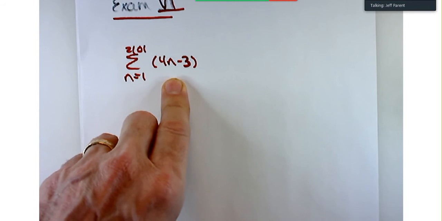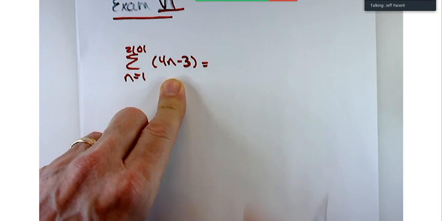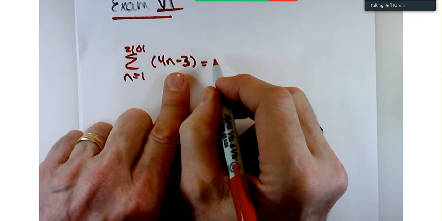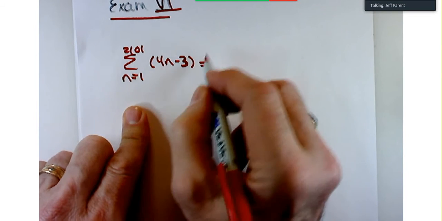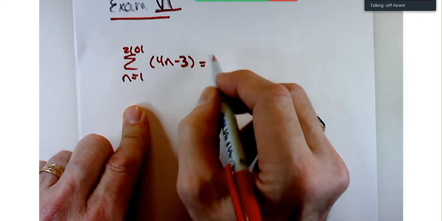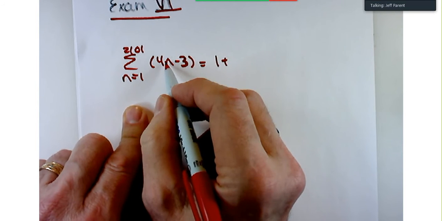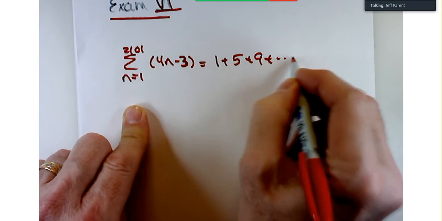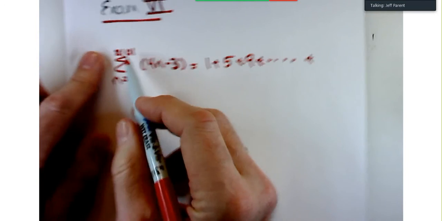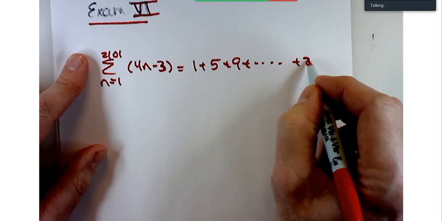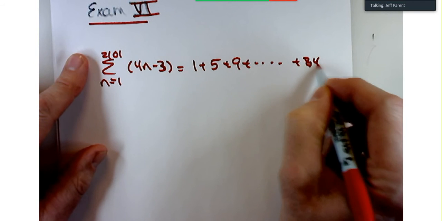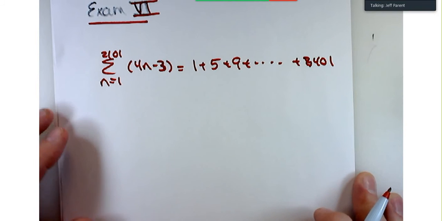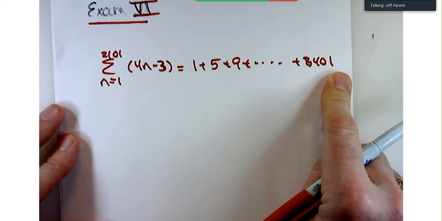Now, if you were given something like this, what I would hope you do, which I didn't see too much of on the exam, is that you expand this sum by putting in first n equals 1. 4 times 1 is 4, minus 3 is 1. Next one is n equals 2. 4 times 2 is 8, minus 3 is 5, and then 9. And then when you get all the way up to 2,101, that's going to be 8,401 again. So, all right, that's the sum that you're trying to find.